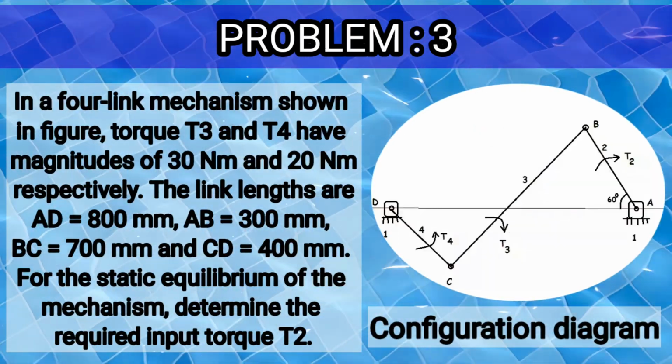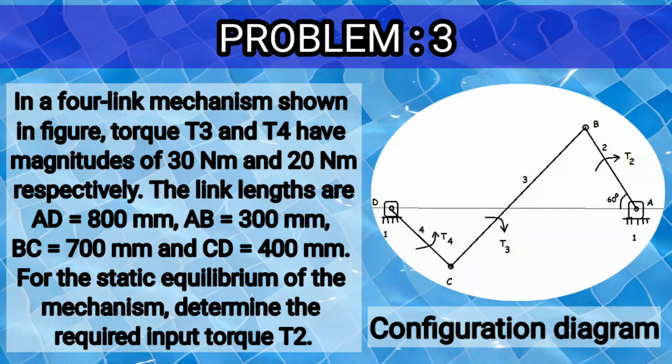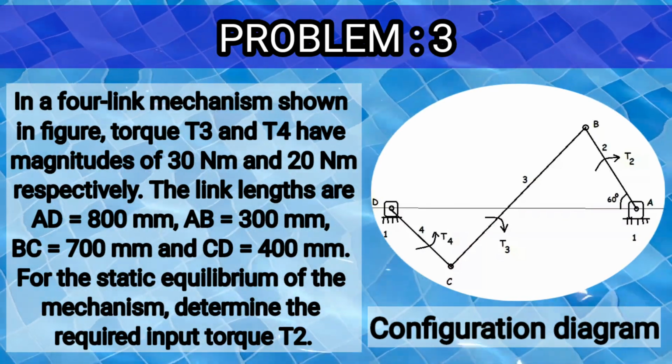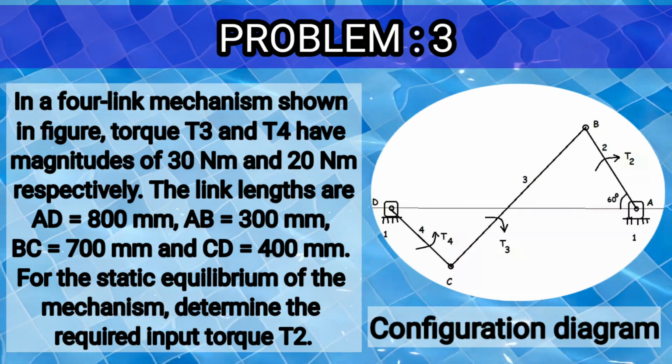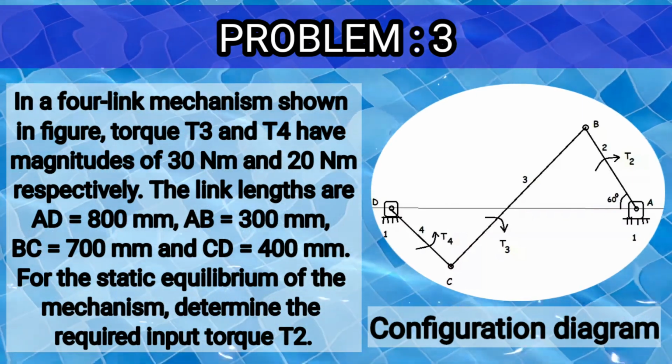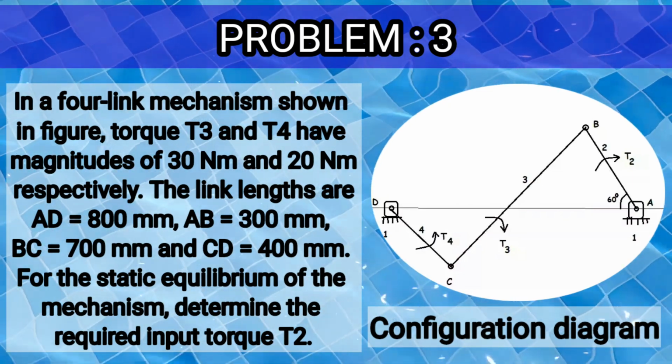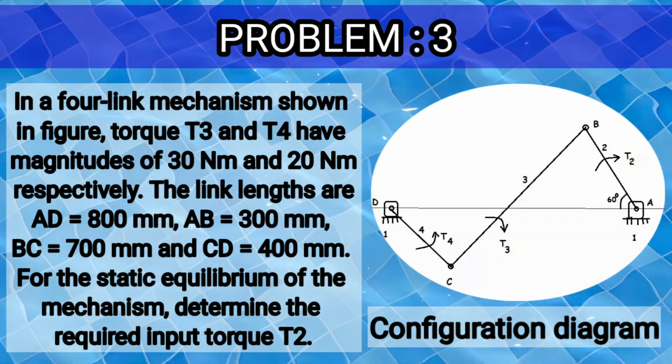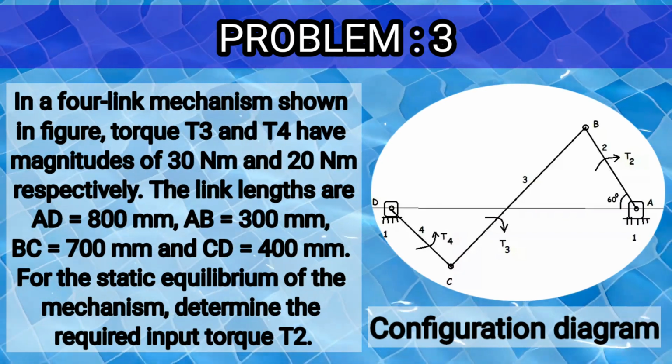Problem number 3. It is also a 4-link mechanism. In this problem, T3 and T4, which are acting on link number 3 and link number 4, are given. We have to find out T2 which is acting on link number 2. This problem can be solved by using the law of superposition.